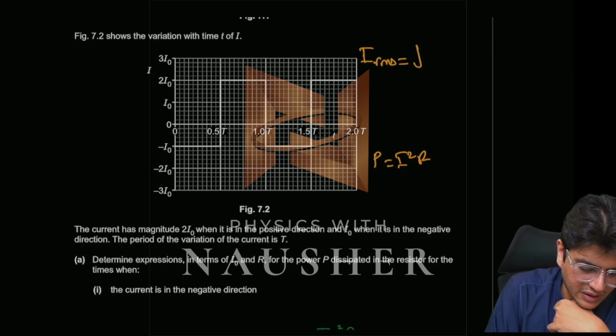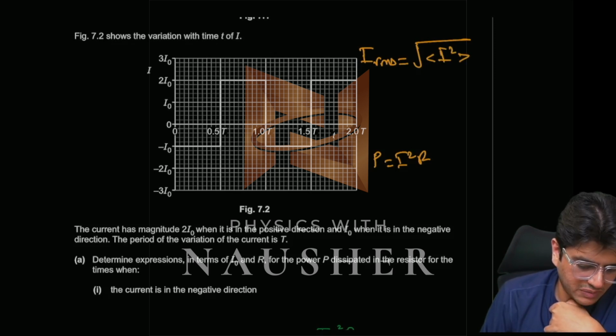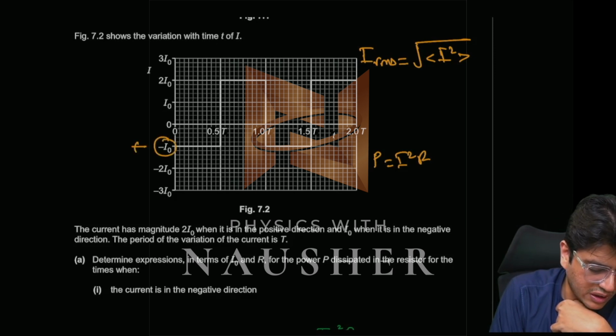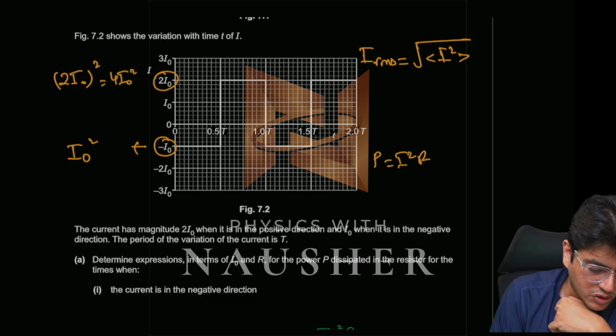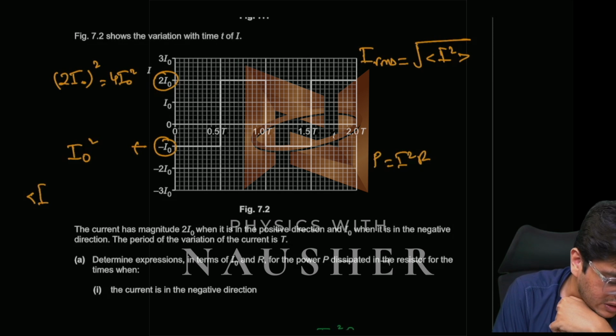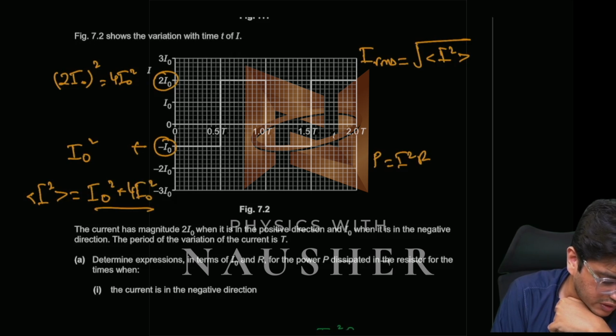IRMS is root of the mean square current. Now what is your mean square current? Your I naught, if I convert it to I square, I will get I naught square. And this 2 I naught, if I convert it to I square, I will get 2 I naught whole square, which is 4 I naught square. So what is my mean square current? That's going to be I naught square plus 4 I naught square divided by 2.